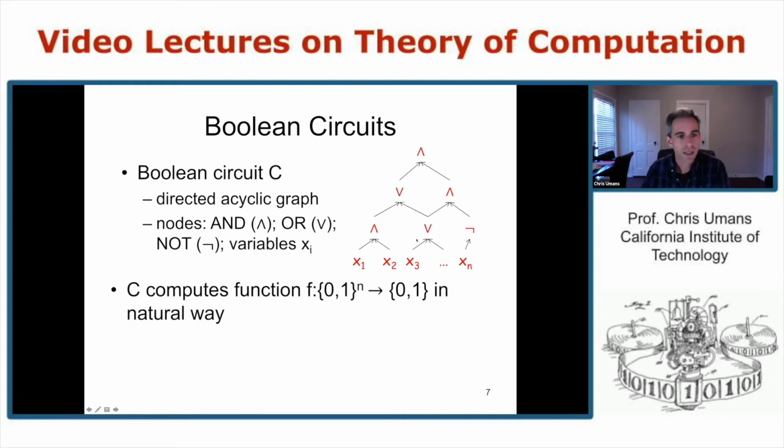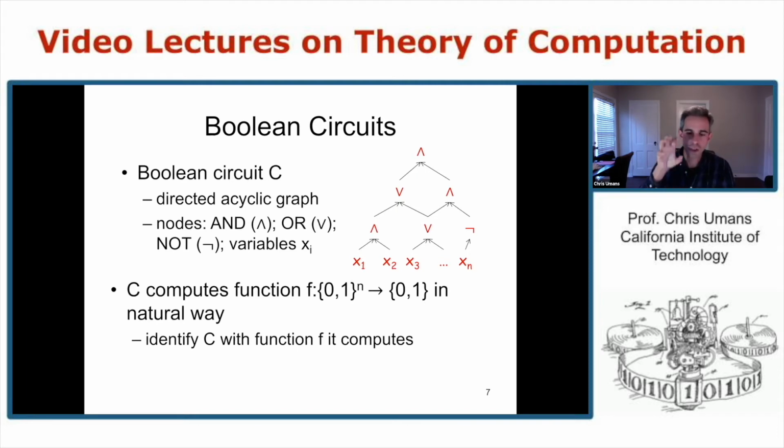So in this way, a circuit C naturally computes a function from n bits to 1 bit in the way that we just described. And when we talk about the circuit, we're often going to deliberately confuse the circuit, which is the graph with the labels on the nodes and so on, with the function that it computes. So we'll identify those two things. And the size of the circuit is just the number of nodes.